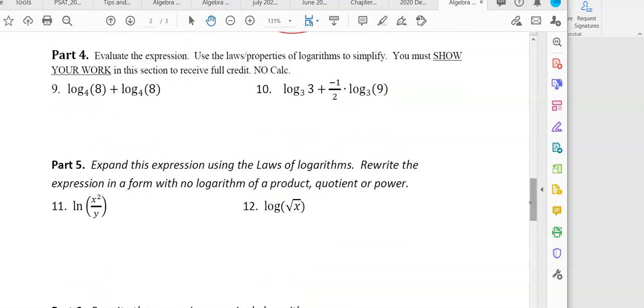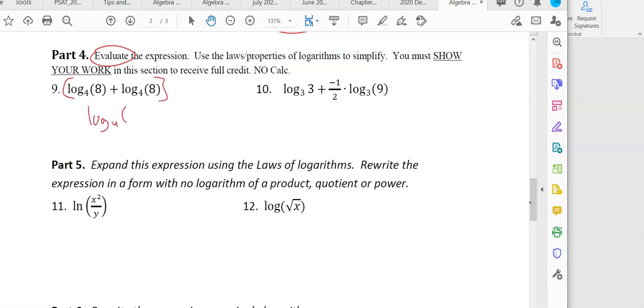Evaluate. So when it says evaluate, I want to see your work, and you show the steps, but you want to solve it. It should work out, hopefully, pretty nicely. I don't know log 4 of 8, but if I push that together, compress it into one logarithm, it might actually not be too bad.